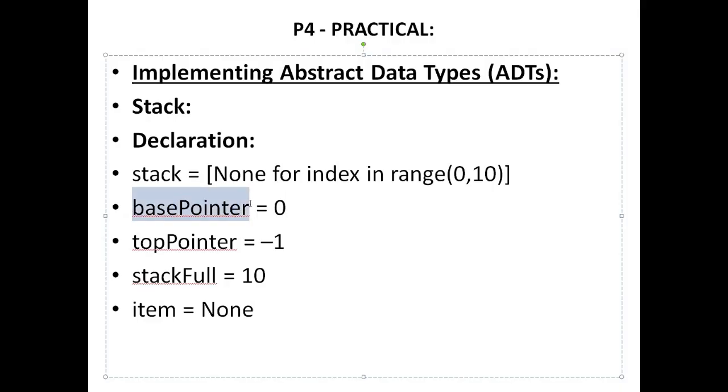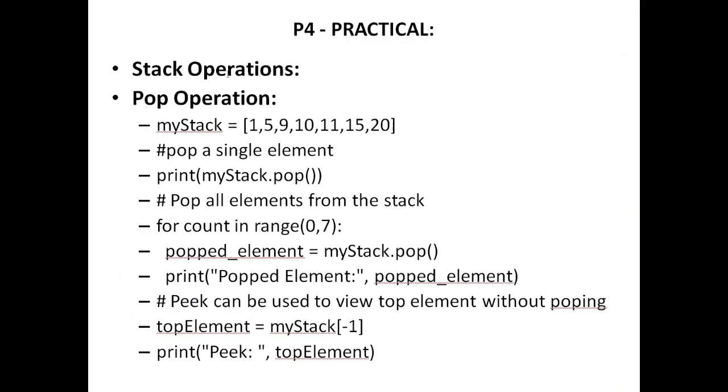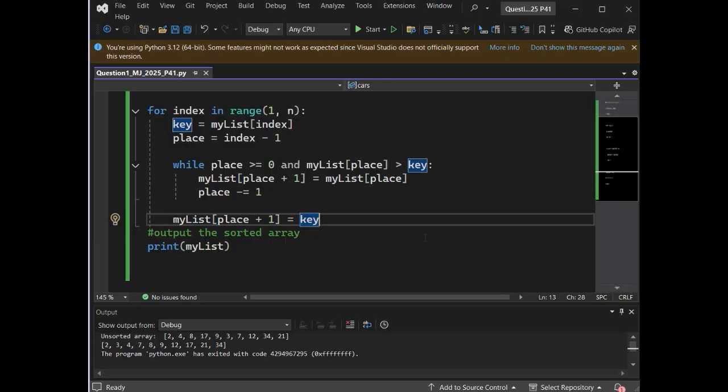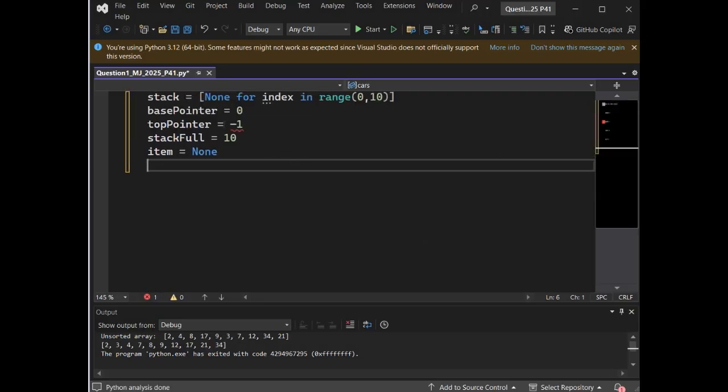Base pointer or end pointer will be 0, top pointer will be -1. Normally the examiner will just ask for these three variables, otherwise you can make stack full as well, which is basically the size of the stack, to show the maximum number of values that can be stored in the stack. Item is none because you'll use that to either input values into the stack or output them. So let's just copy paste it over here.